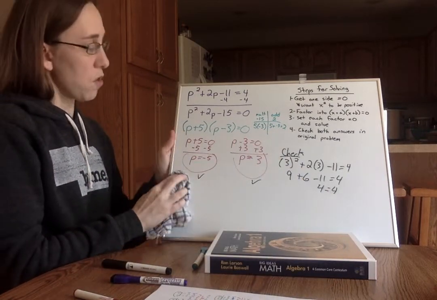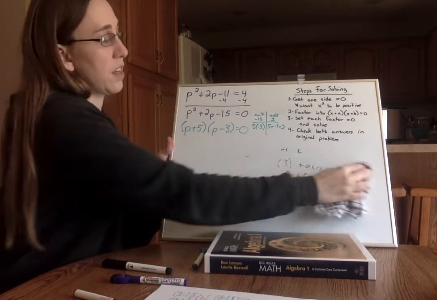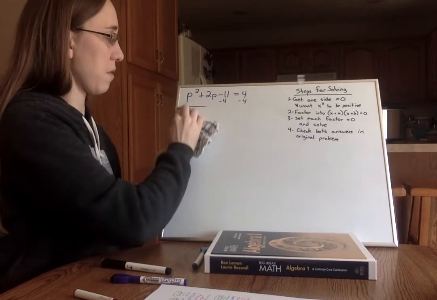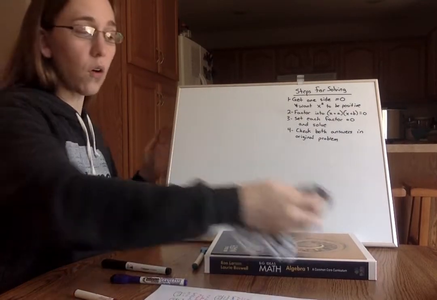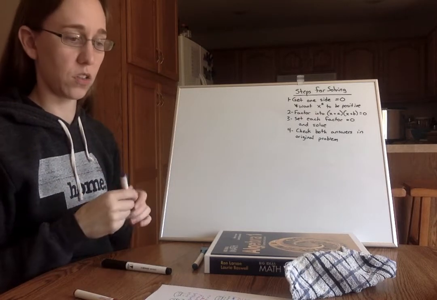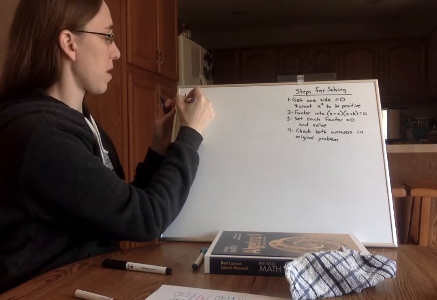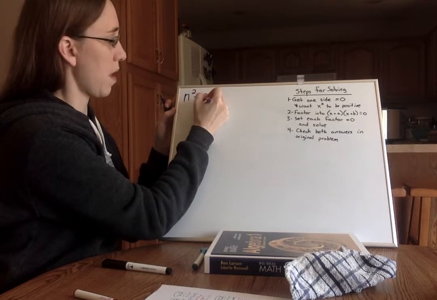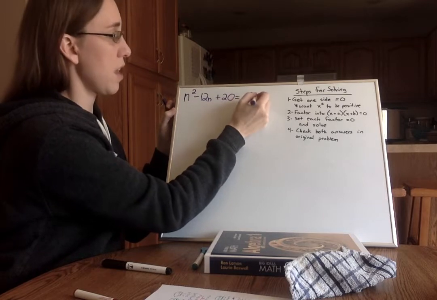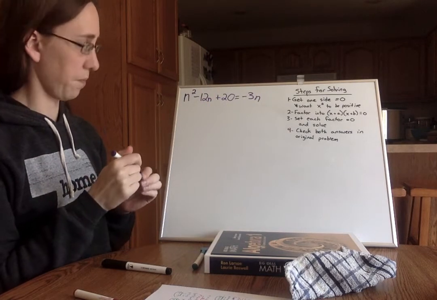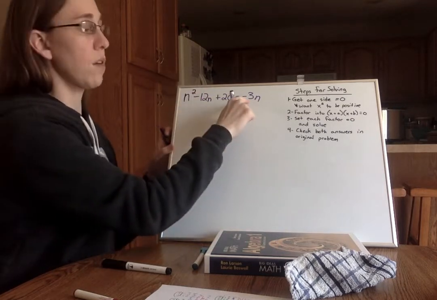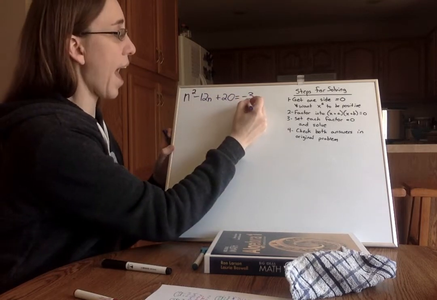Now, you might not just have the constants, those plain numbers, on a side by themselves. You might have things that have variables, and that's fine. The goal is to move everything to the side that has the x squared or the bigger x squared. So let's look at another one. n squared minus 12n plus 20 equals negative 3n. So step 1, we've got to get it equal to 0. So once again, we're going to move this guy. So I'm going to add 3n.